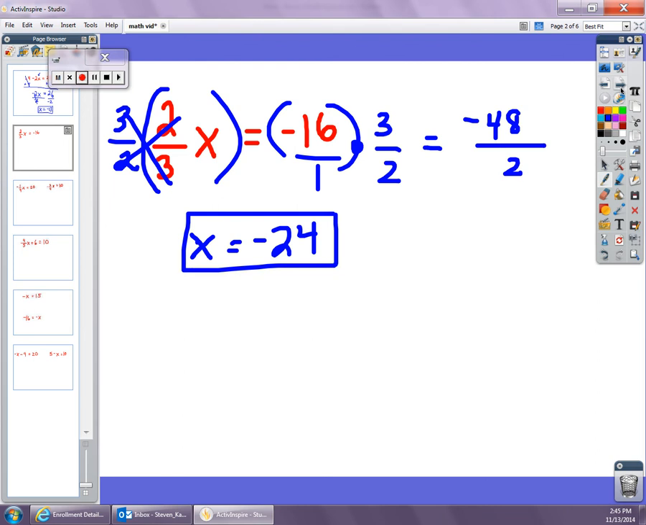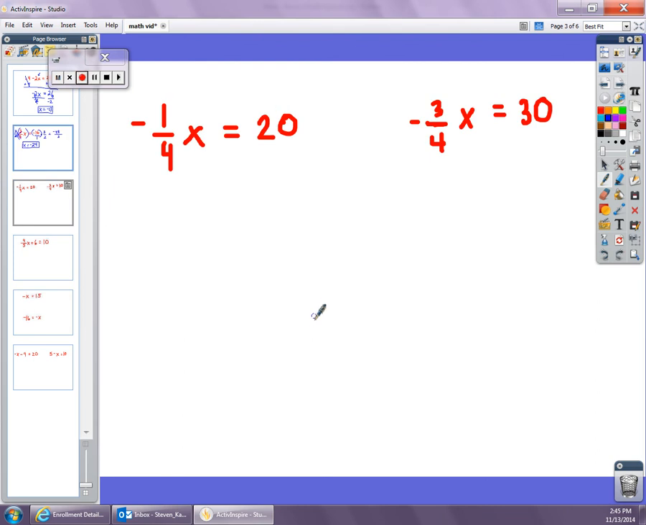You guys go ahead and try the next two on your own. See if you can solve it. Pause the video, try them, and then replay the video. So hopefully you got a chance to pause the video and do it.